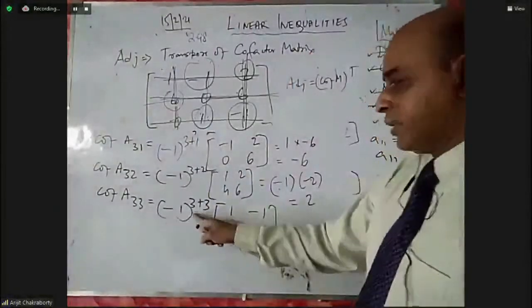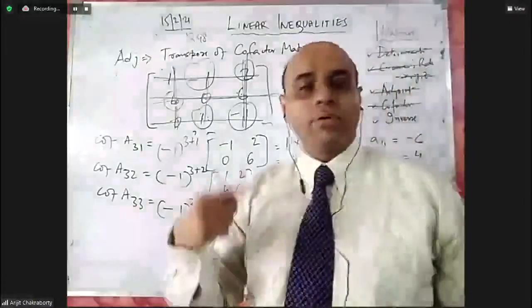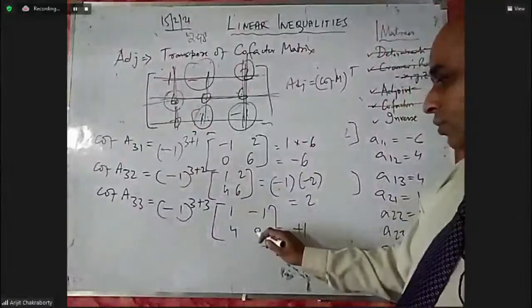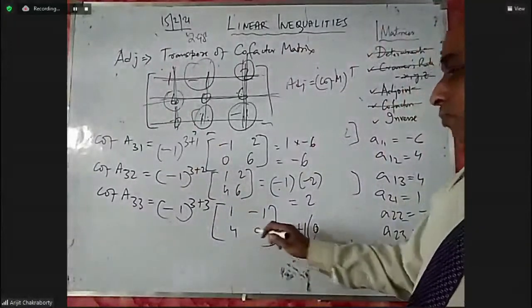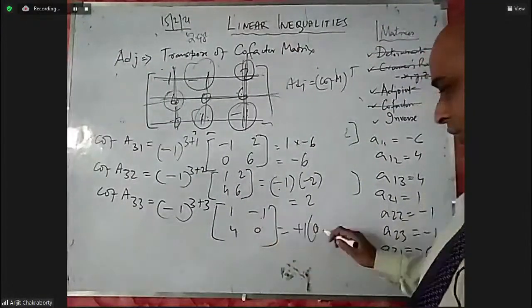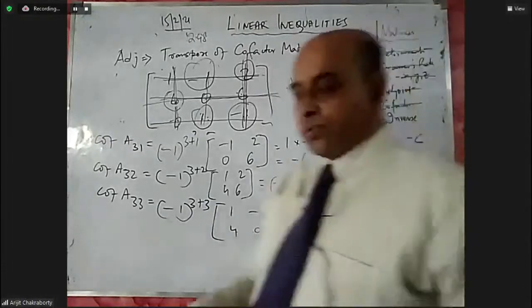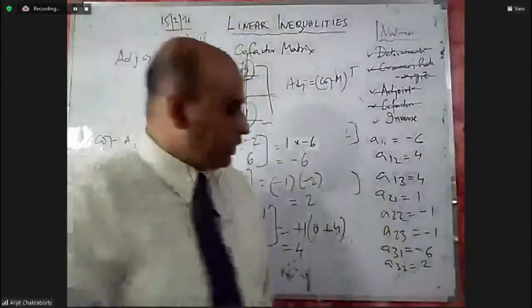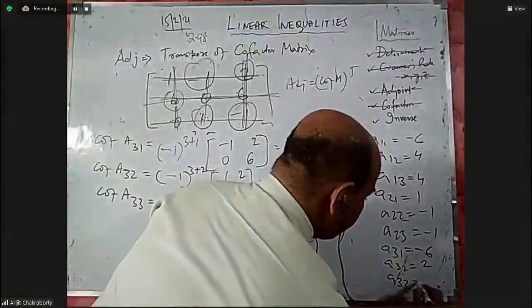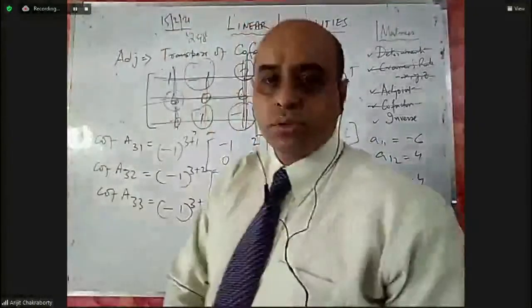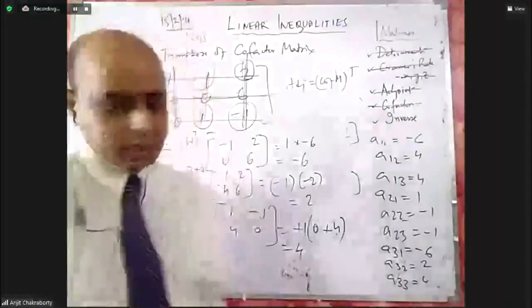So -1 to the power 3 plus 3, -1 to the power 6, that is +1. 1 into 0, so I'll write 0. Minus of 4 into -1, that is +4. So 4 into +1 is 4. So finally, we have got A33 as 4. Okay, so now we are in a position to write the entire cofactor matrix.